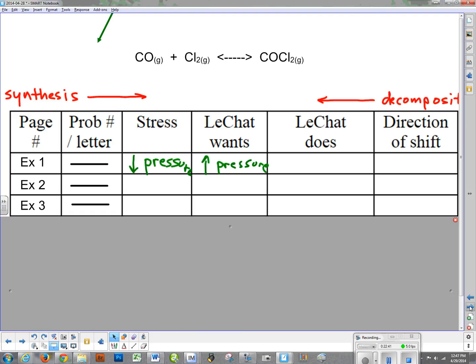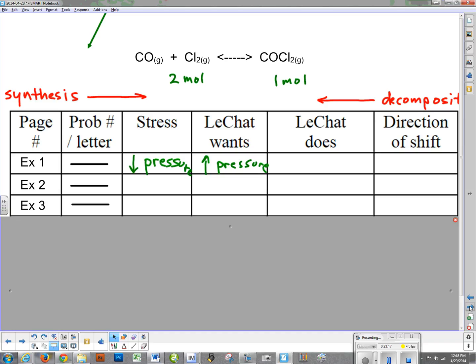We have 1 on the CO. Okay, there's no number there, so we call that a 1. There's no number here, so we call that a 1. And the total of the coefficients on this side, which is giving us the relative number of moles, is going to be 2. And the total of the moles on this side would be 1. So 2 moles versus 1 mole.